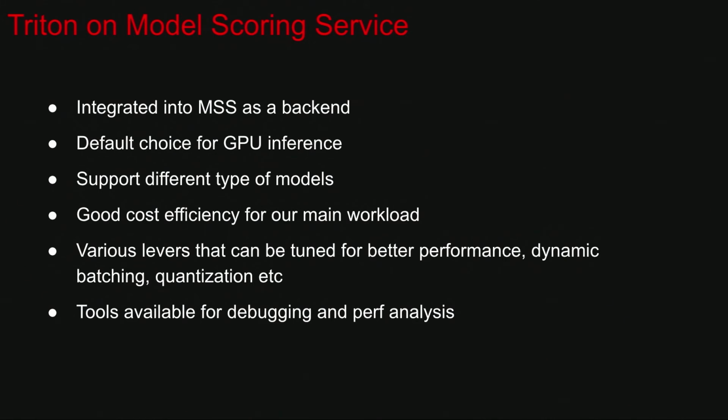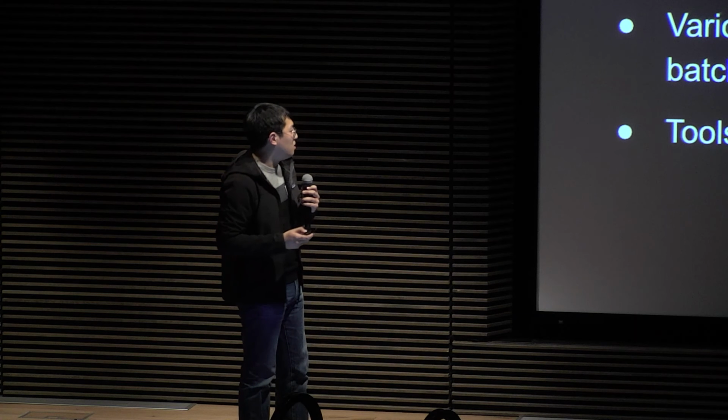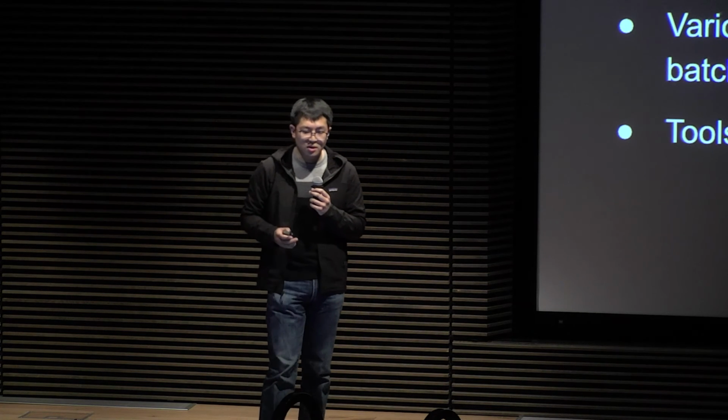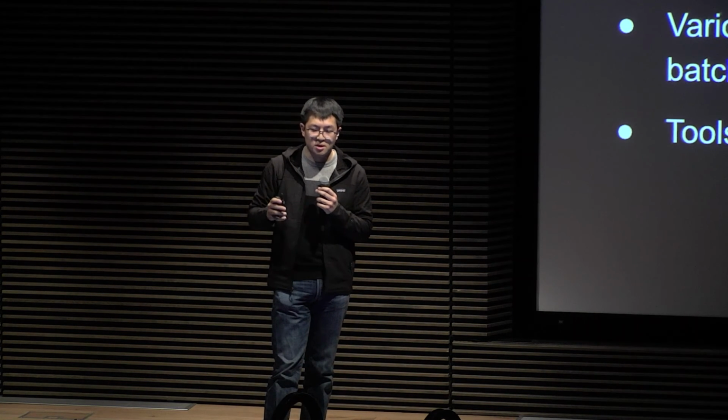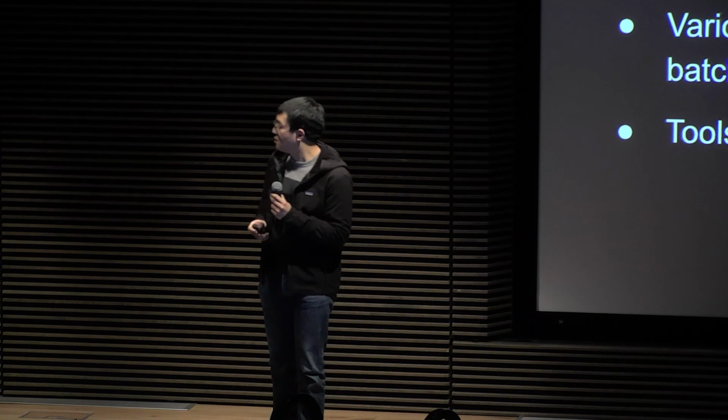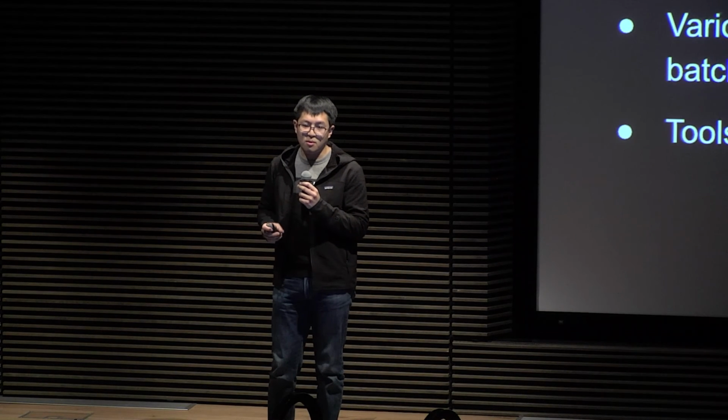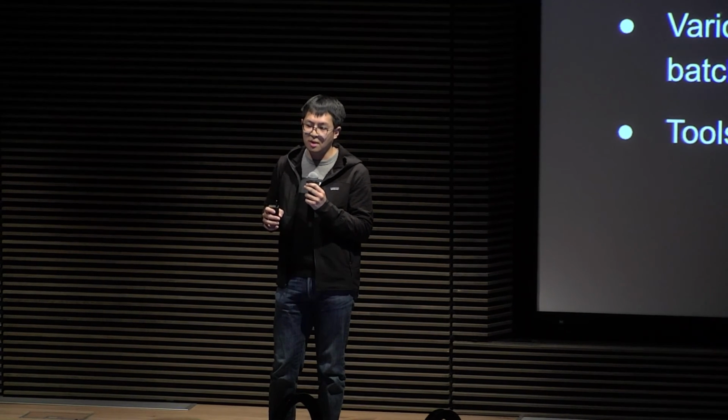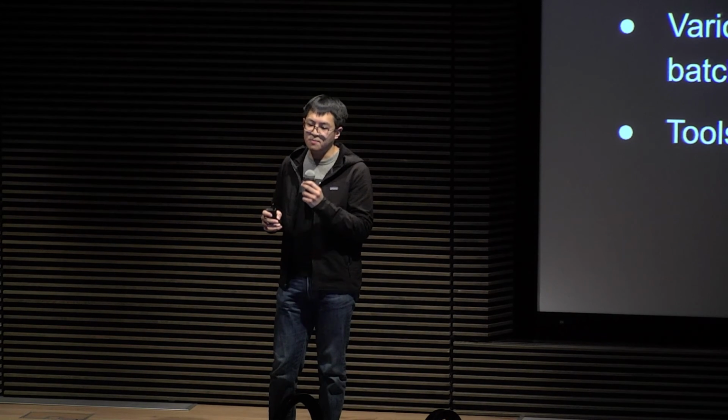For example, dynamic batching: we use it to group some of our traffic together to achieve even better throughput. And there's also a bunch of tools available for debugging and model analysis. So this is how we are actually using Triton for our model serving needs. Now I'm handing over to Peng to talk about our most recent work to leverage Triton for large language model serving.